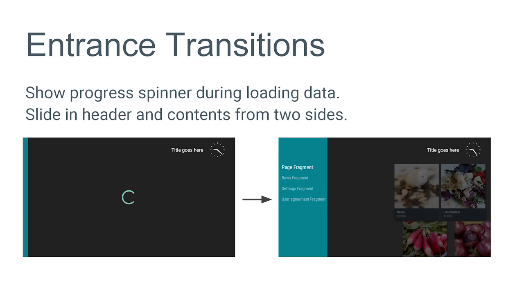Entrance transition gives the user a visual feedback that the data is being loaded. As you can see, there's a spinning icon there. Once the data finishes loading, browse fragment will slide content from two sides. Next, Kevin is going to do a demo. Okay.